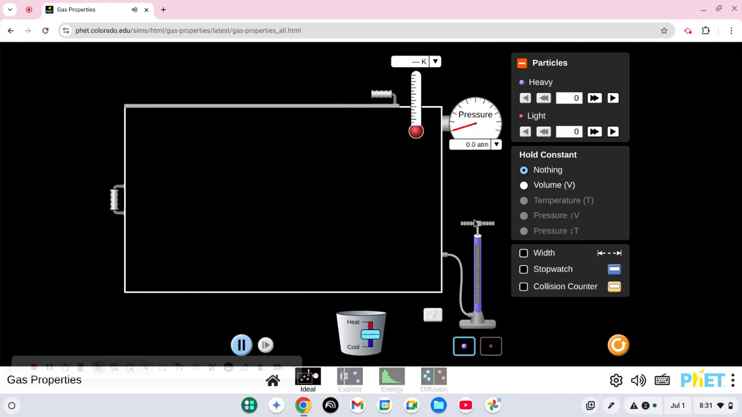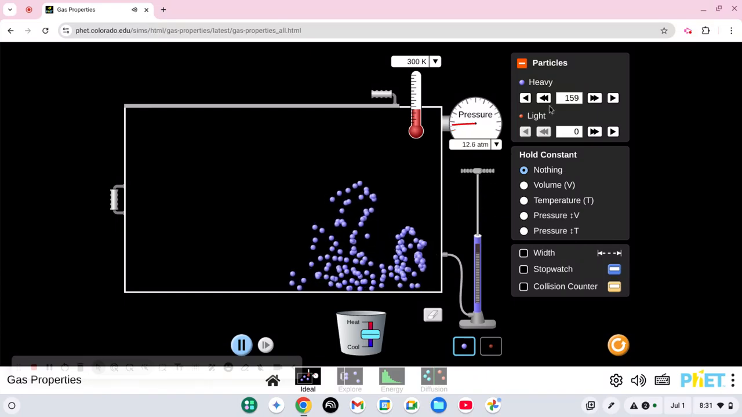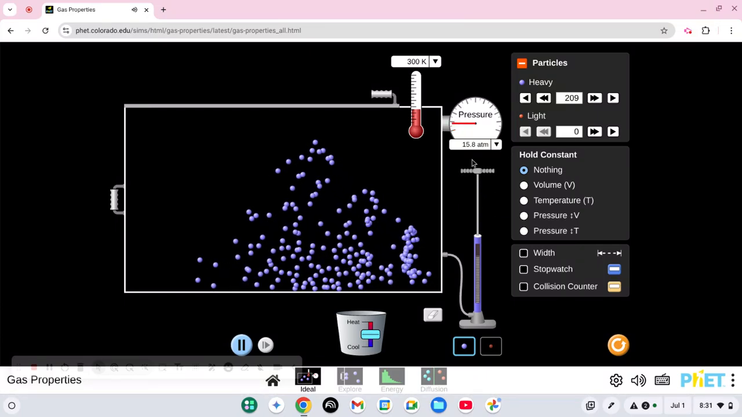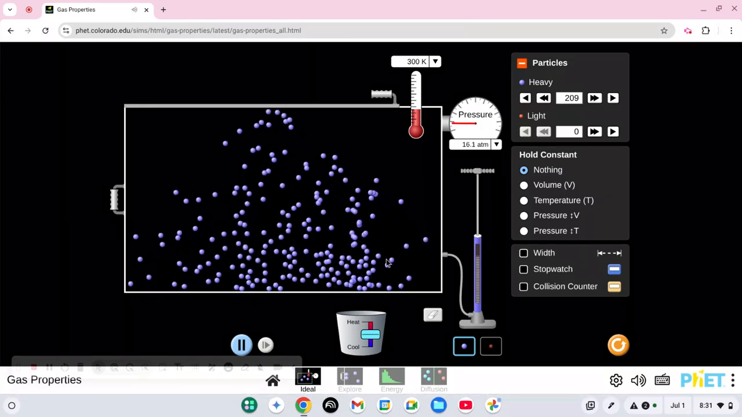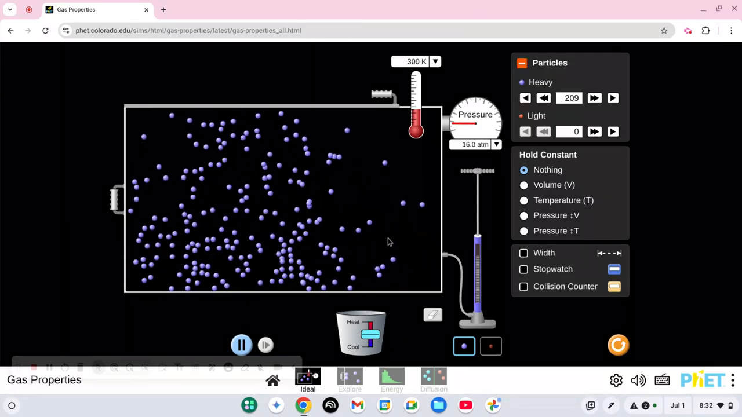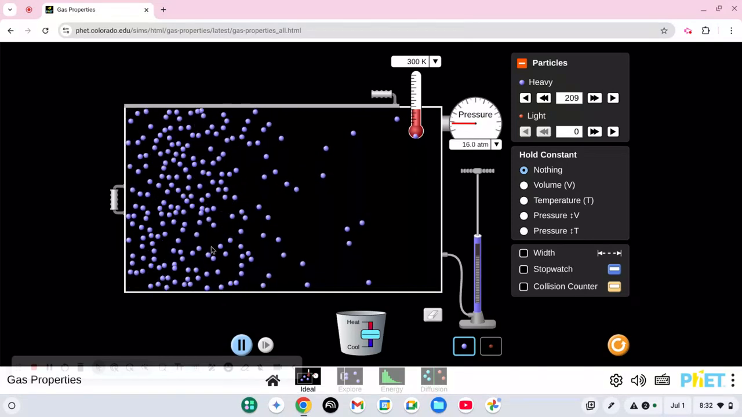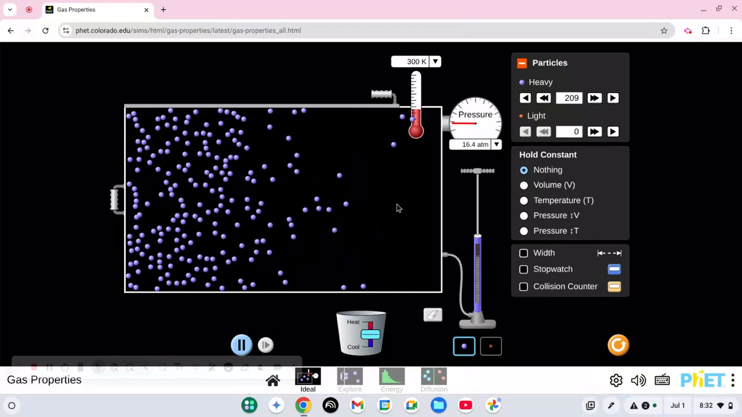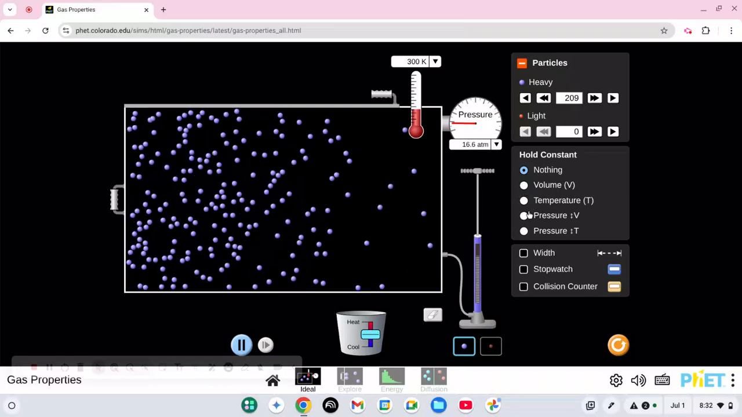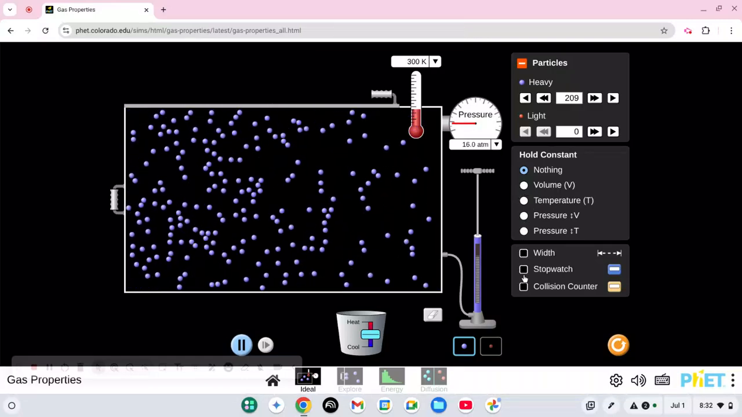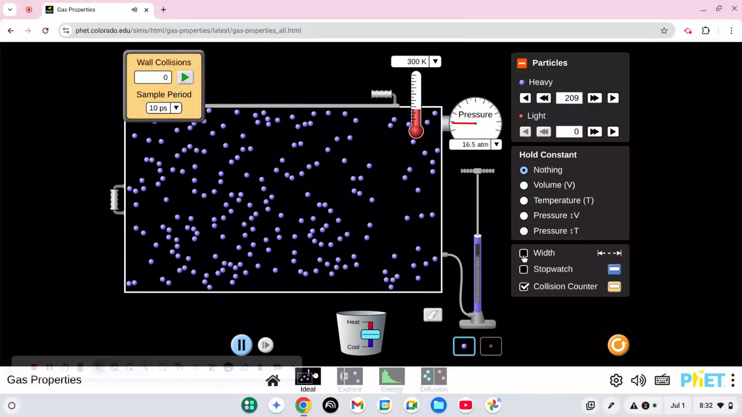Okay, so let's add some particles, and you can do this way, or you can click on here. Okay, now what's really cool about this is you'll see that we have a higher concentration all the way to lower concentration. These particles are moving back and forth. And we can also add a collision counter.